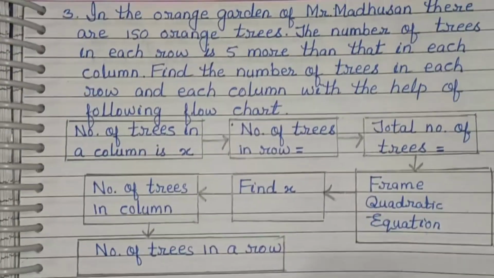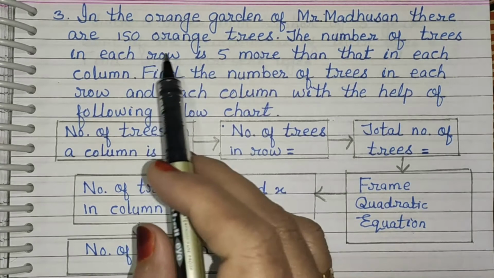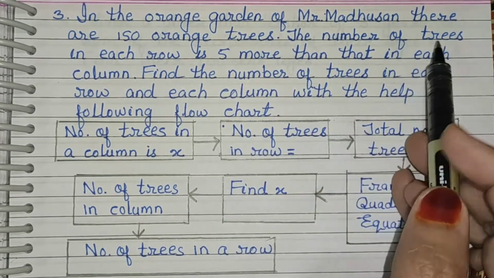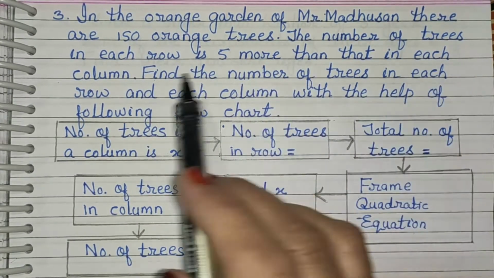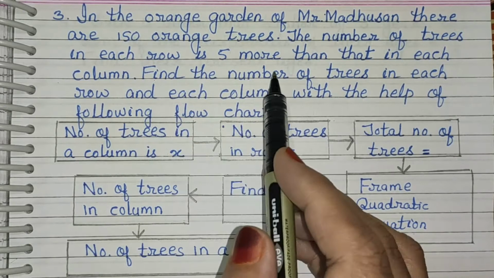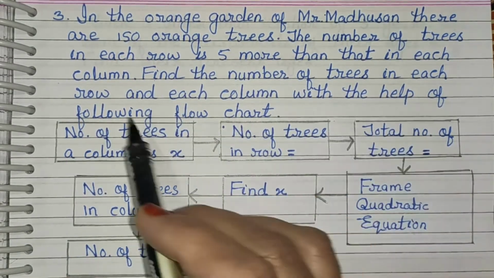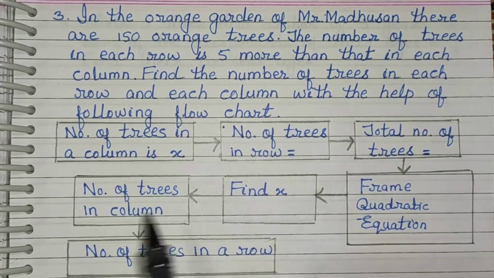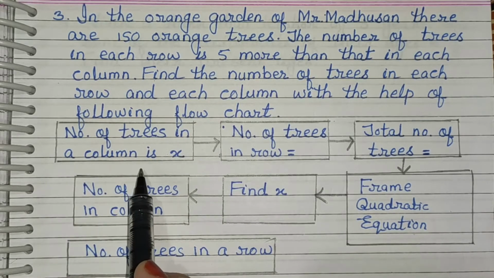Now next question is, in the orange garden of Mr. Madhusudan there are 150 orange trees. The number of trees in each row is 5 more than that in each column. Find the number of trees in each row and each column with the help of following flow chart. Now the first box is number of trees in a column is x.